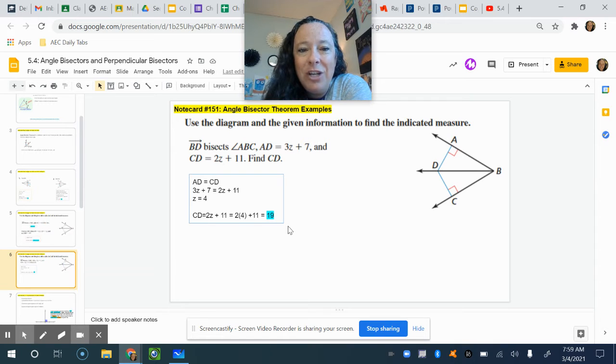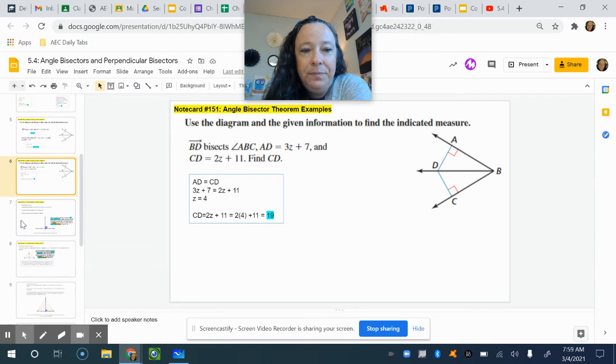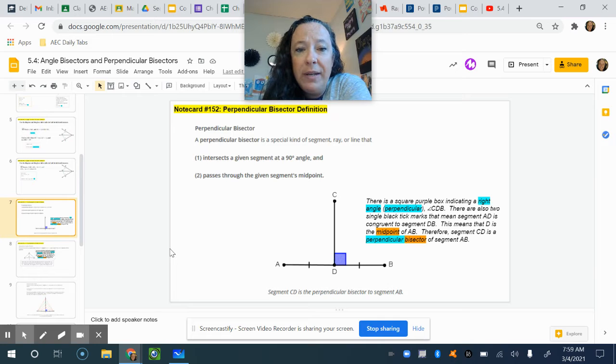Pause me and finish up note card 151. Now we're moving on to the perpendicular bisector definition, note card 152. A perpendicular bisector is a special kind of segment, ray, or line that does two things. It intersects a given segment at a 90-degree angle like this, and it passes through that segment's midpoint. So this is a great example.